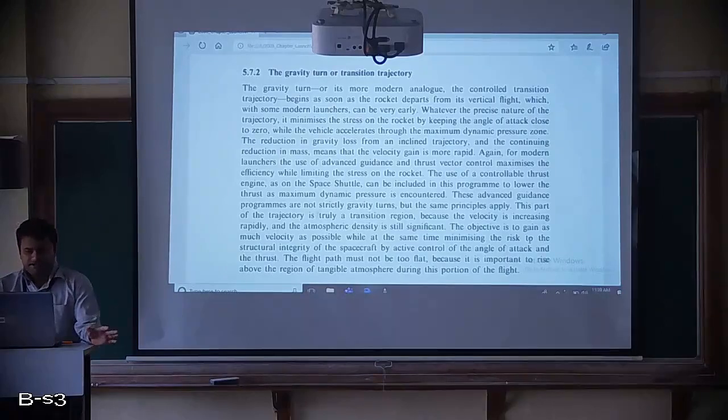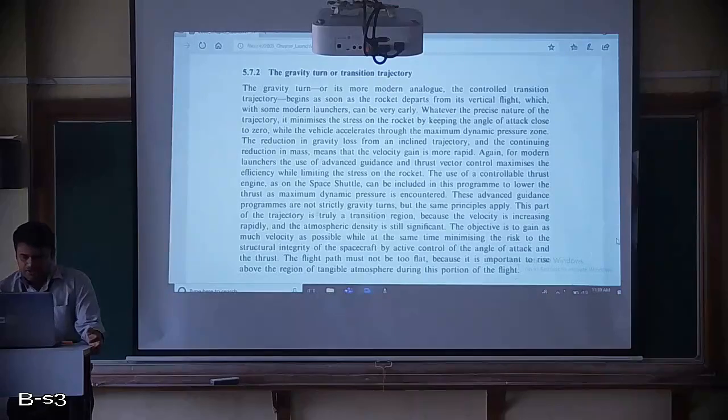Okay, so after the vertical segment or vertical flight, whatever transition is happening is called the transition region. The trajectory is called the transition region, and here the velocity is increasing rapidly, and also the atmospheric density is still significant. The atmospheric density will remain almost the same. It is still there, but we still have an increase in velocity.